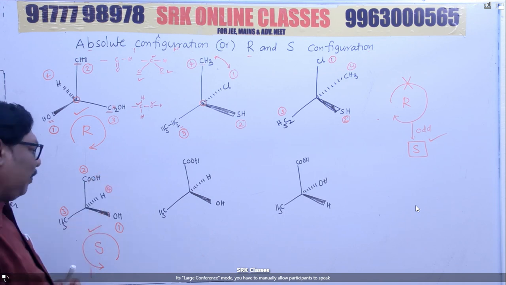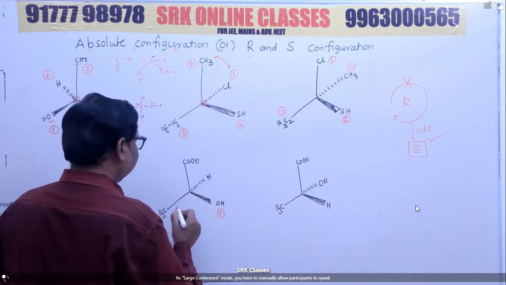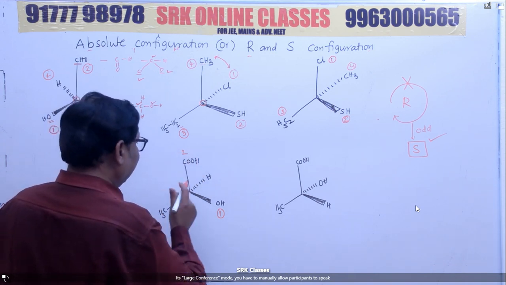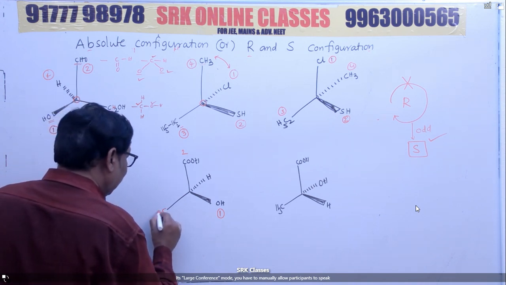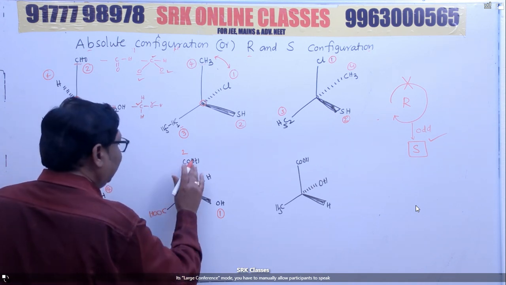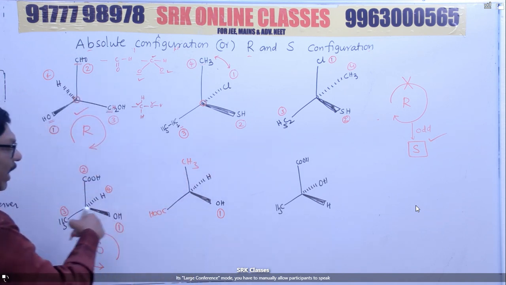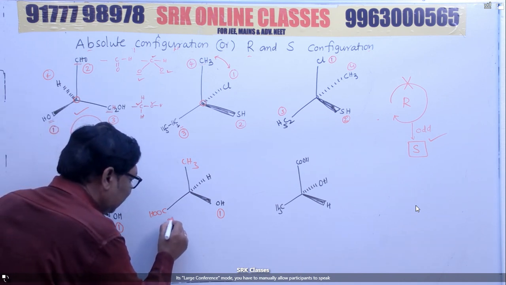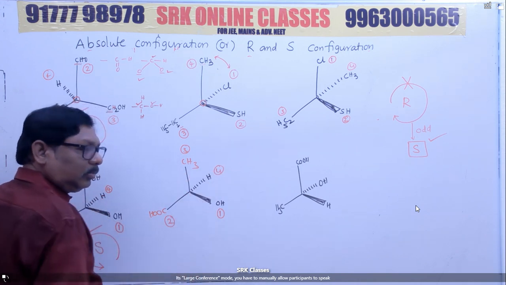Here also I have to write the priority. This is number 1. This is number 2. Sorry, here both are the same. I am changing these 2. Here I am writing COOH. Here I write CH3. Because both are identical, now I have changed. This is 1. Now this is 2. This is 3. And this is 4.